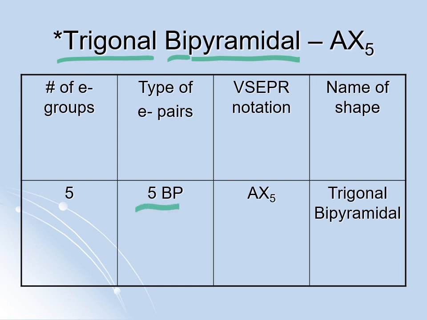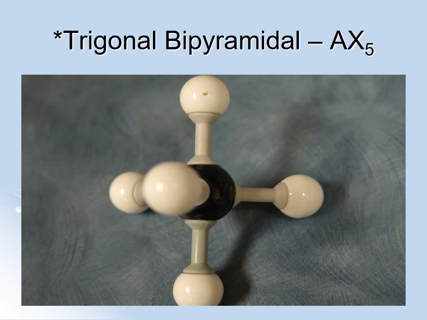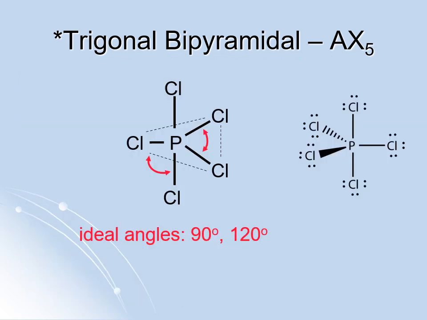They're all bonded pairs. We have a central atom with 5 bonded pairs around it. So there's an example of what the model might look like. And phosphorus pentachloride would have this particular shape. And so you can imagine that we could probably get 3 of them to be on a plane. There's different ways to look at it, but you can imagine you had phosphorus and you could fit 3 of these guys on a plane like so.